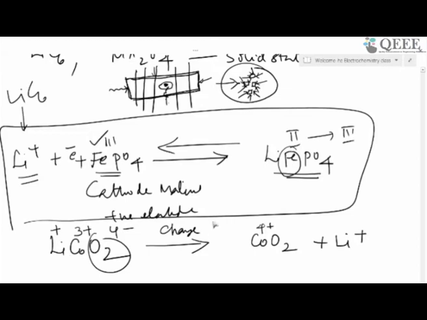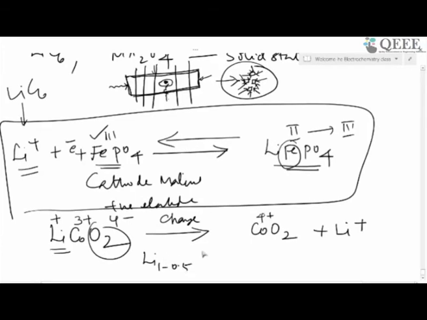But practically, you may not be able to extract 1 lithium per LiCoO2. Maybe the amount of lithium that you can extract may be limited, because if you extract all the lithium from the matrix, maybe the crystal structure of LiCoO2 may collapse and it will undergo phase transformation, go to some other crystal system. In order to avoid this, generally we will only extract 0.5 of lithium from this.